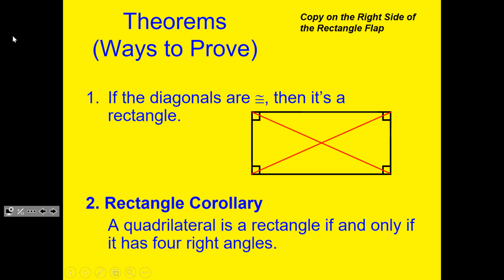Okay, so these are our theorems, or the ways that we can prove that we have a rectangle. The first is if you can prove that your diagonals are congruent, that's enough to prove that you have a rectangle. So if you can prove that this line and this line are the same size, that's all you have to do.